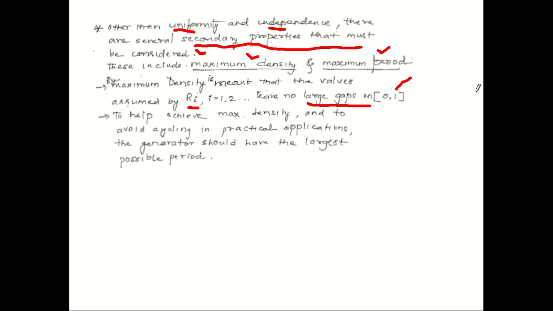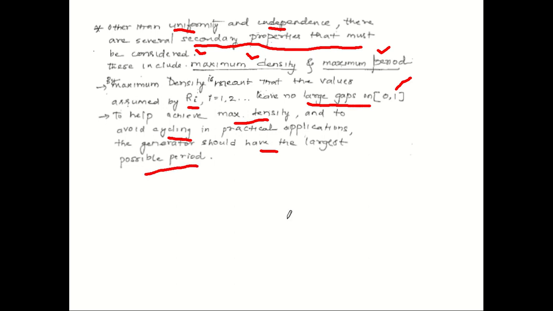So we have to construct a random number generator such that it does not leave large gaps between the numbers in a particular range. To achieve maximum density, and to avoid cycling in particular applications, the generator should have the largest possible period.